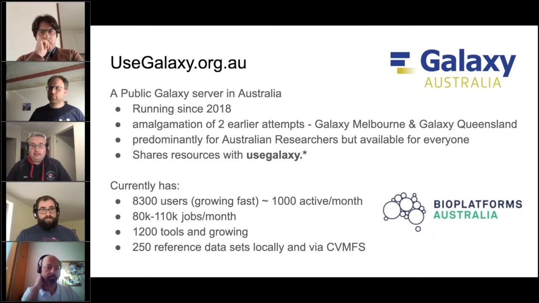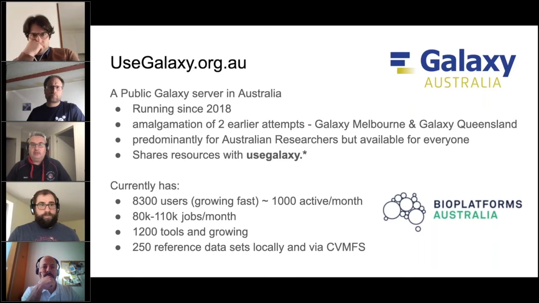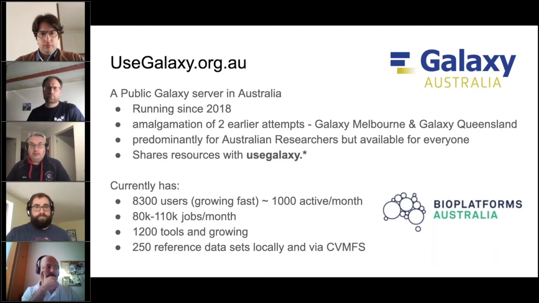Galaxy Australia currently has about 8,300 users. It's growing pretty fast. It doubles every year. We have about 1,000 users that are active each month, and we run between 80,000 and 110,000 jobs a month. We currently have about 1,200 tools installed. We try and run a common tool set, so very similar tools to what Europe and US run, but we do have some local variations. We also try and support about 250 reference data sets locally, and use them via the CVMFS network, which is pretty global.